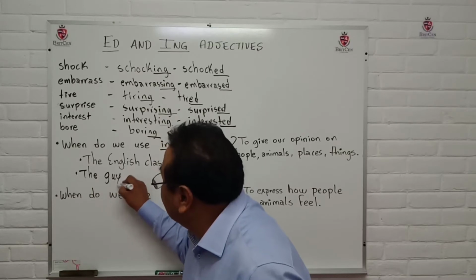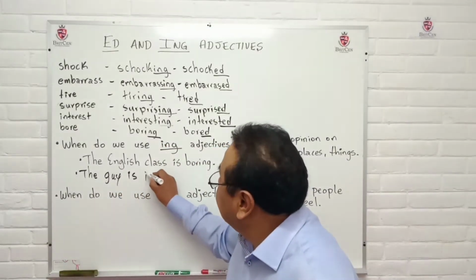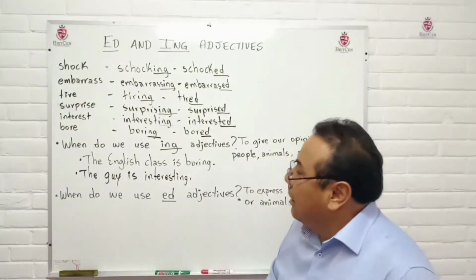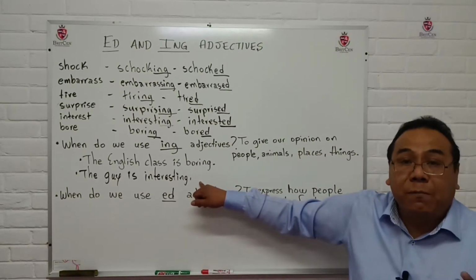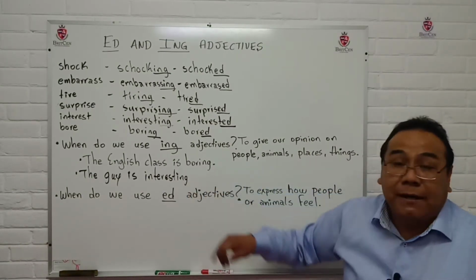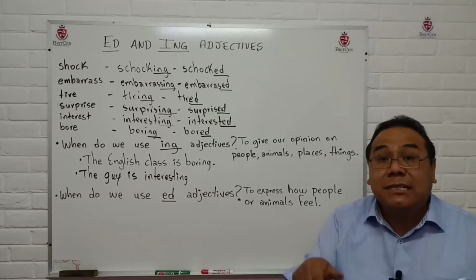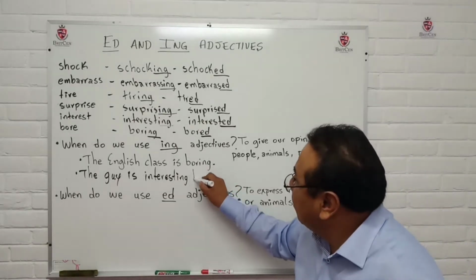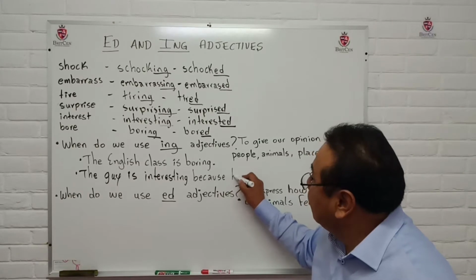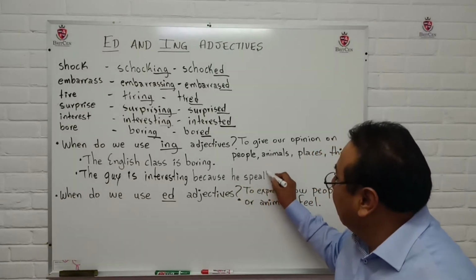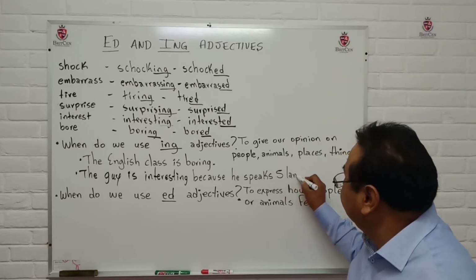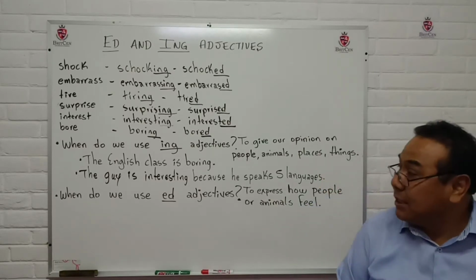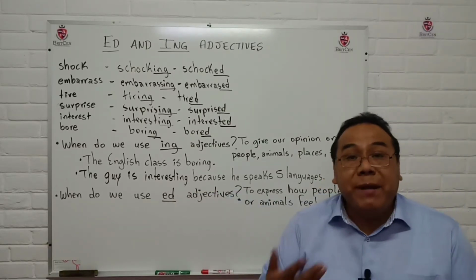The guy is interesting. In this context, we are giving our opinion about the guy. Or we can justify the sentence by adding extra information so the sentence makes more sense. The guy is interesting because he speaks 5 languages. Because the guy speaks 5 languages, he is interesting. That's my opinion about the guy.